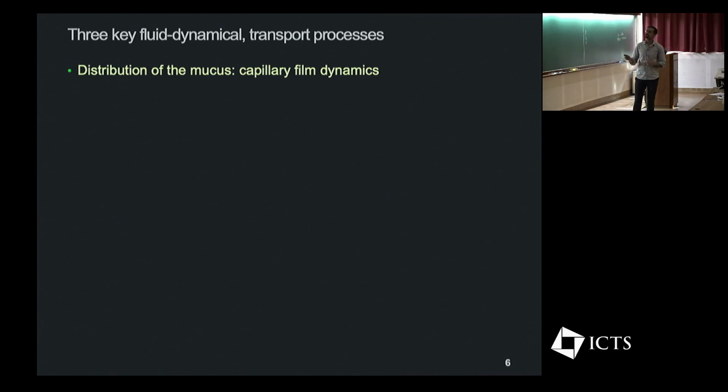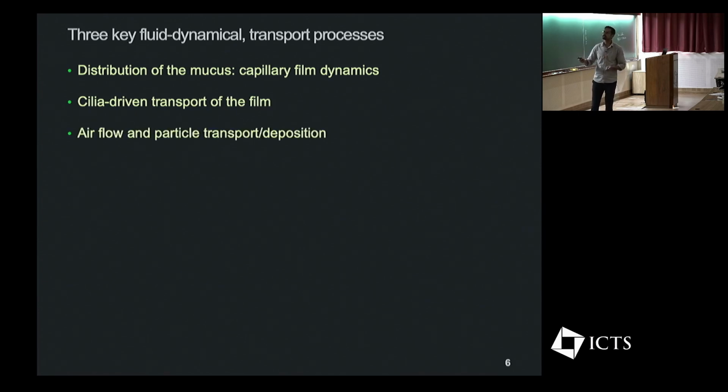So one is the distribution of mucus, right? Ideally you would like the mucus to be well distributed across the airway so that it can trap particles. And we'll see that is governed by surface tension driven film dynamics, which is a well studied pattern formation topic. Then you have the transport of the film by cilia and how that can be modeled. And finally you have the transport which can be Brownian for small particles, but non-Brownian and inertial for larger particles. And that will control where the particles go, whether they reach the wall or the mucus.